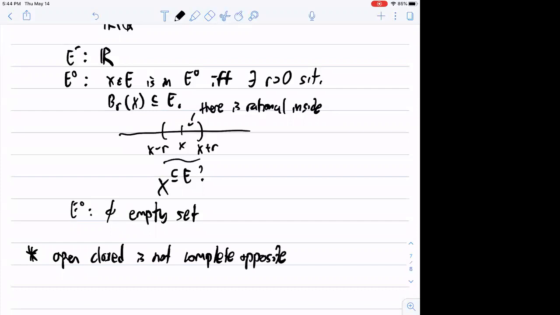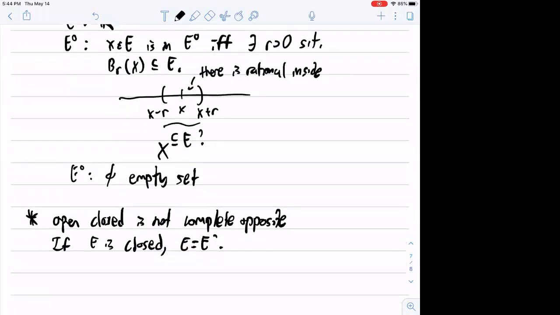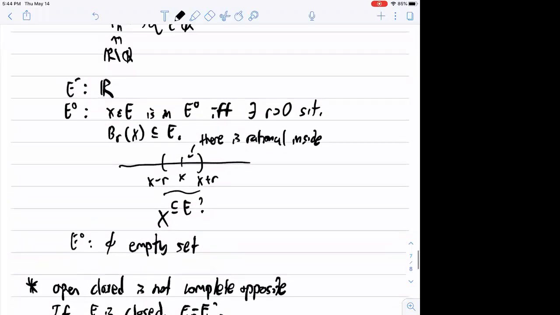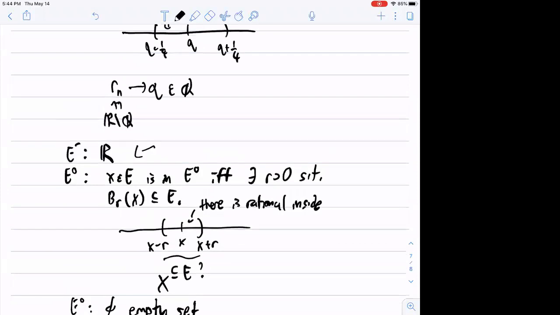So what I mean by this is, if E is closed, what does that mean? E is equal to E closure, right? I mean, the closure of a closed set should be closed. And if E is open, then E is equal to E interior, right? Every point is an interior point. But you see here, E is not equal to E closure, and E is not equal to E interior.